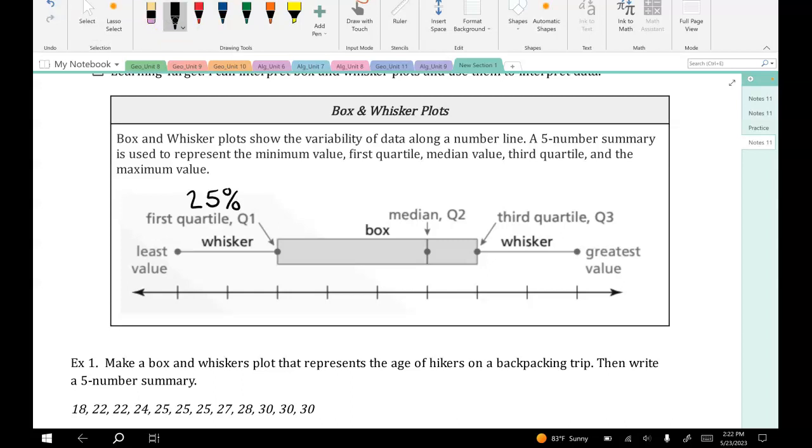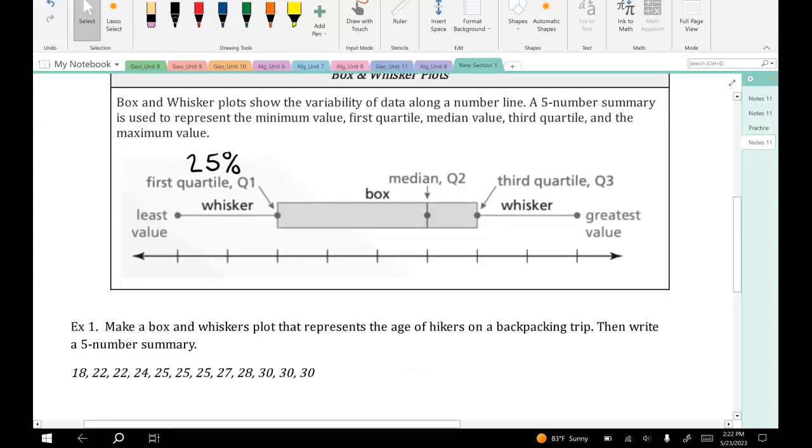That means from your least value to this first quartile, 25% of your data is in that chunk. Your median, your Q2, is your 50% mark, because 2 quarters, 25 and 25, make 50 cents. So this is your halfway point. Half of your data is greater than this value, and half of your data is less than this value.